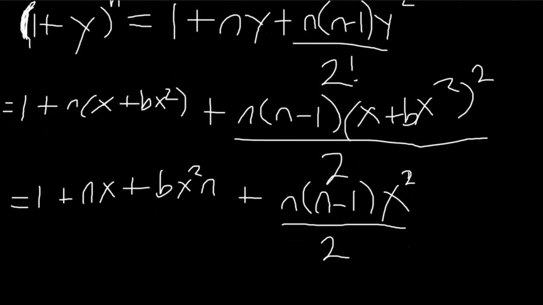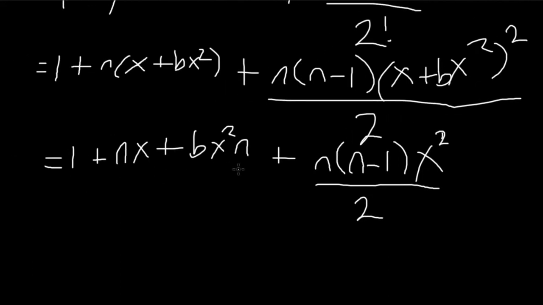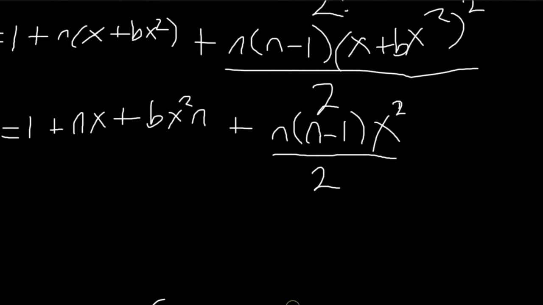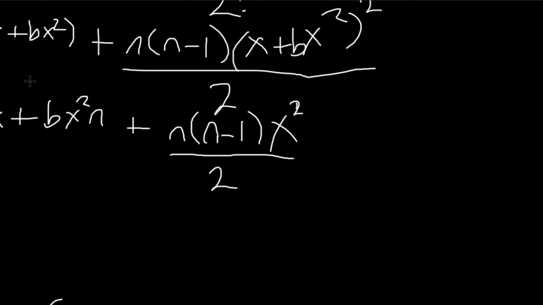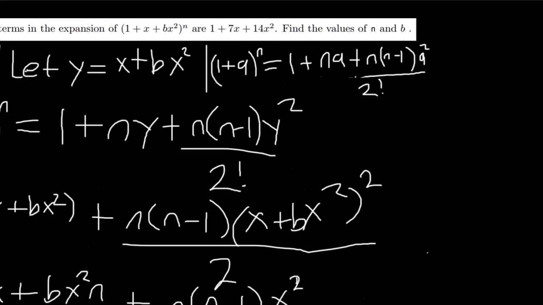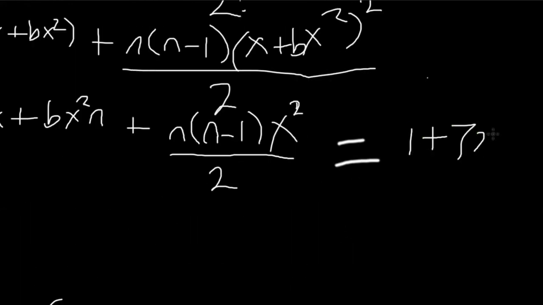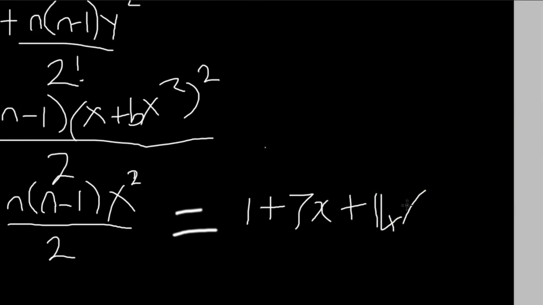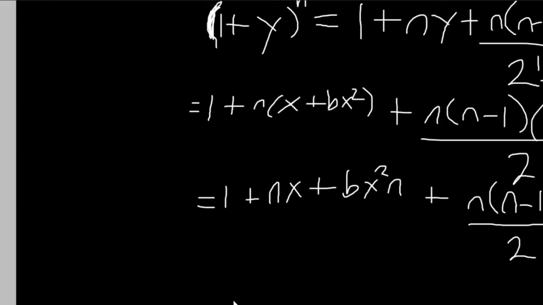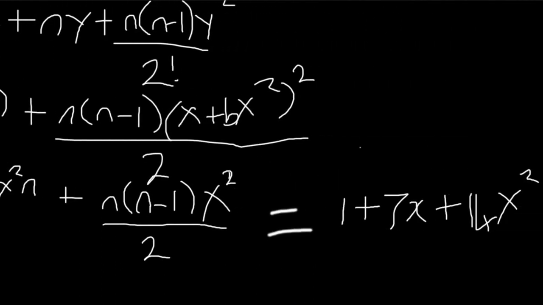So from here we'll start now equating. So we're going to equate all this. This should be equal to these 3 terms that we've been given here, which is 1 plus 7x plus 14x squared. The first term here is equal to the first term there. So meaning 1 will be equal to 1, and then this nx will be equal to 7x.